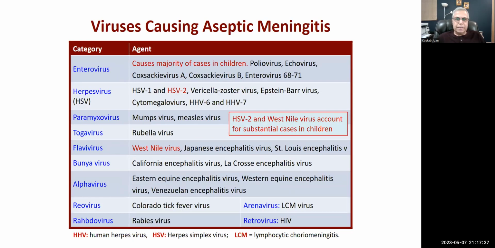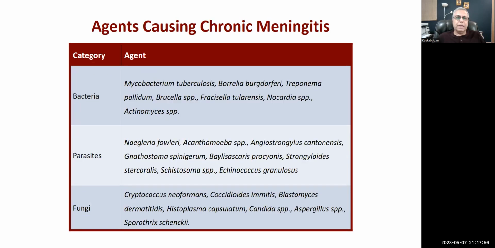This slide is also just for your reference. It shows you many different types of viruses that can cause aseptic meningitis: enterovirus, herpesvirus, paramyxovirus, togavirus, flavivirus, bunyavirus, so many viruses, okay? So you can keep this slide for your reference. And chronic meningitis, the bacteria are important over here, okay? Mycobacterium, Borrelia burgdorferi, Treponema pallidum, Brucella species, Francisella tularensis, that comes from the rabbit, if you remember, Nocardia, Actinomyces.